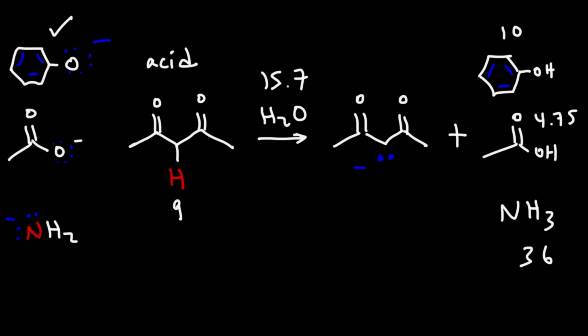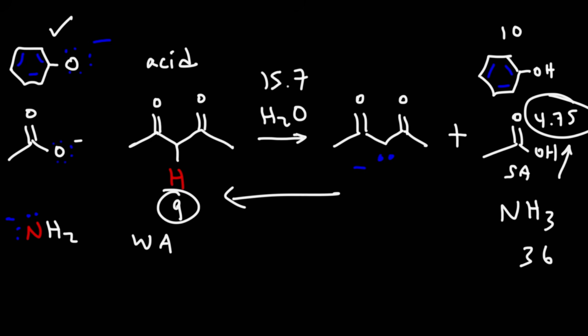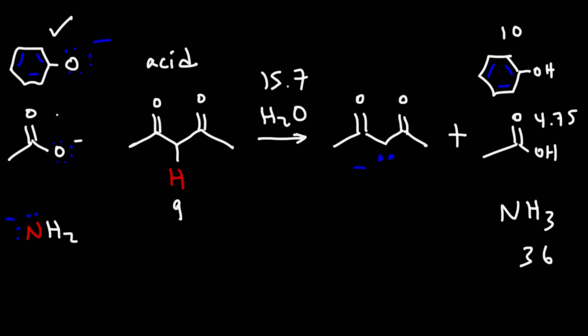Now what about acetate? If we compare the pKa of the acid and the pKa of the conjugate acid, this is less than 9. So this is not going to be strong enough because this is a stronger acid, this is a weaker acid. The position of equilibrium is towards the weaker acid. So this is a reactant favored reaction. Because it's reactant favored, acetate will not be strong enough to remove this hydrogen. So acetate can exist in water, but it's just not strong enough to take off that hydrogen.